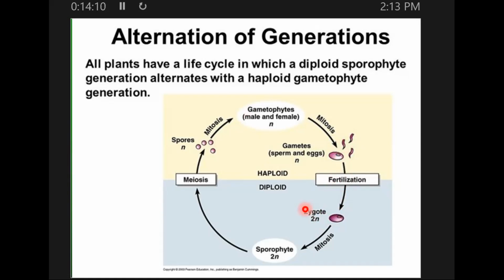And then that zygote has to grow and grow and grow to become the sporophyte, whether it be a white pine tree or a giant redwood.